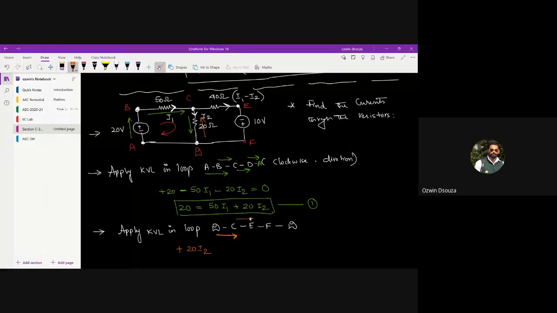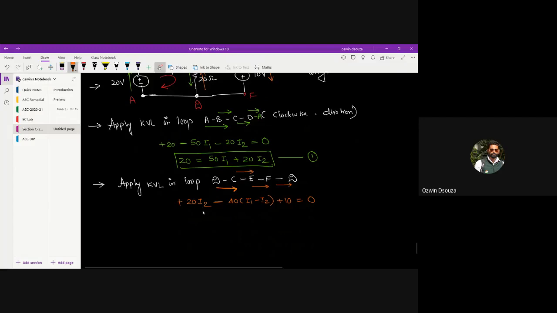Then let us move from C to E. So C to E I'm moving. So the direction is agreeing with the current direction, which is I1 minus I2 direction. Hence, I have a potential drop, which is minus 40 into (I1 minus I2). Then finally, I am moving from E to F, right? E to F, the battery is getting traced from negative terminal to positive terminal. Hence, I have plus 10 volts. And there are no elements between F and D. Hence, there is no voltage drop. And that is equal to 0.